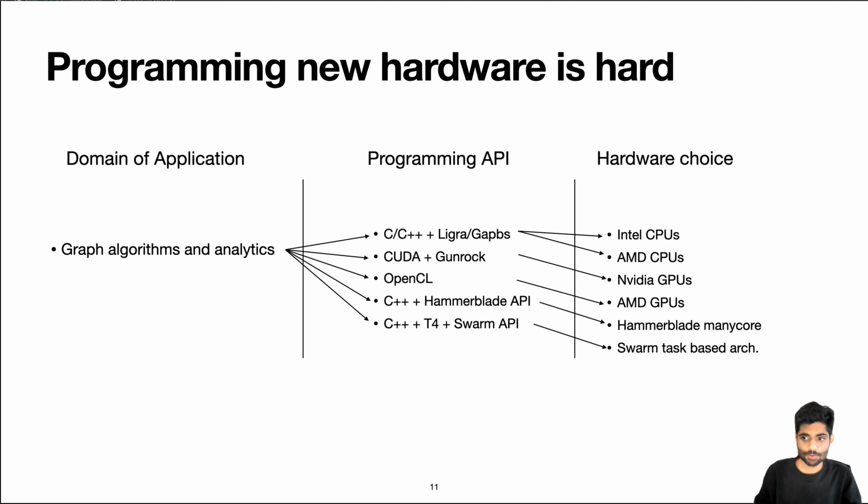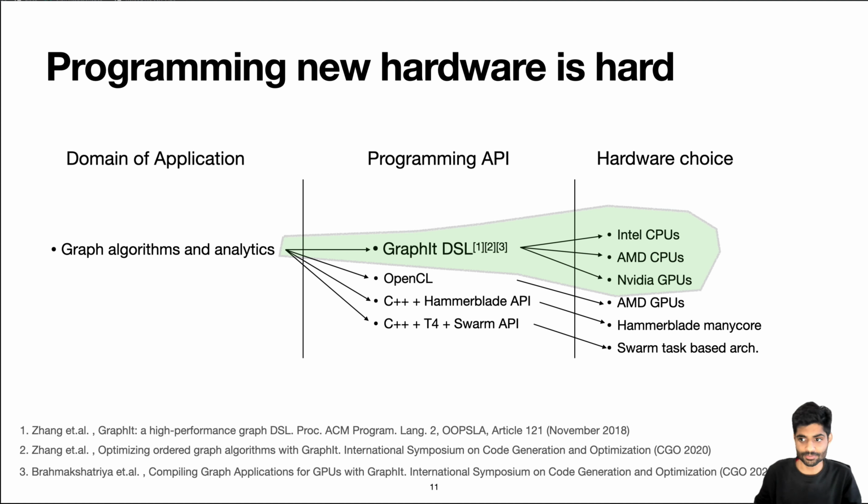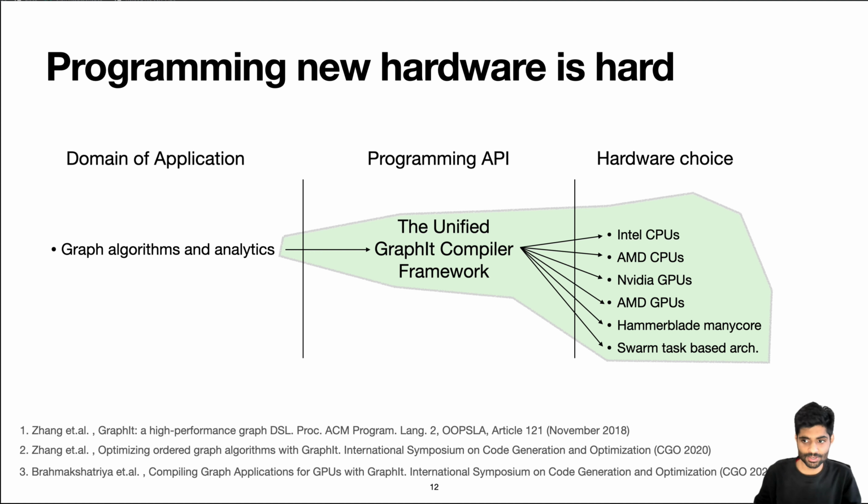This problem was partially solved with the introduction of the GraphIt domain-specific language and compiler by Zhang et al. in ISCA 2018. This domain-specific language is substantially high-level, and the compiler is able to generate code for CPUs and NVIDIA GPUs. In today's presentation, we will show how we use the same abstraction to target very different architectures with the Unified GraphIt Compiler Framework, or UGC in short.